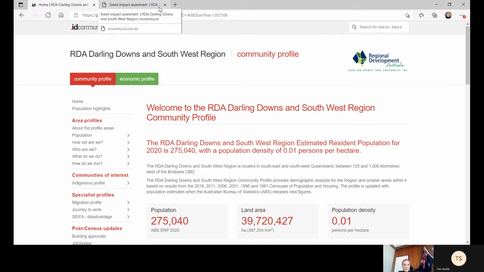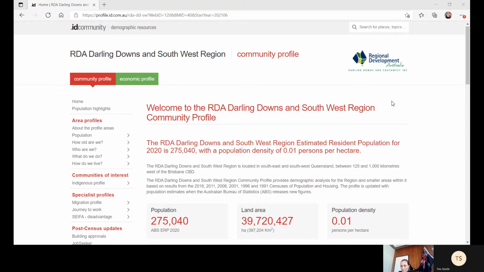The reason we're here today is around this tool called ID Profile. So we co-fund that. You guys pay for part of it. I'm pretty sure it comes out of the ECDEV budget, and we co-fund the rest of it so that it's available for all 10 of our councils across the RDA Darling Downs Southwest footprint.